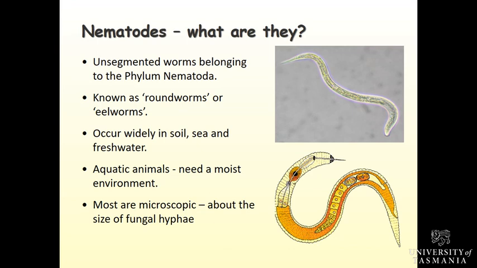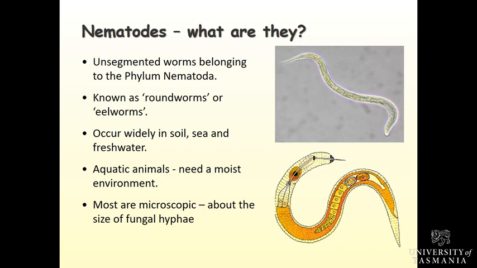Anyway, nematodes. So what are they? They're essentially unsegmented worms, so they're a worm-like structure. They're an animal. They're not a fungus, they're not a bacteria, they're not a virus. They are an animal. They belong to the phylum Nematoda. Sometimes they're called roundworms, sometimes they're called eelworms.